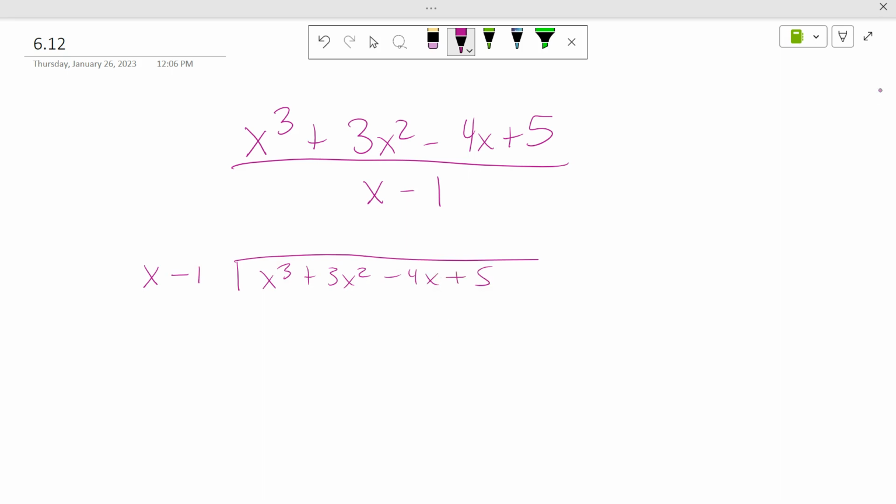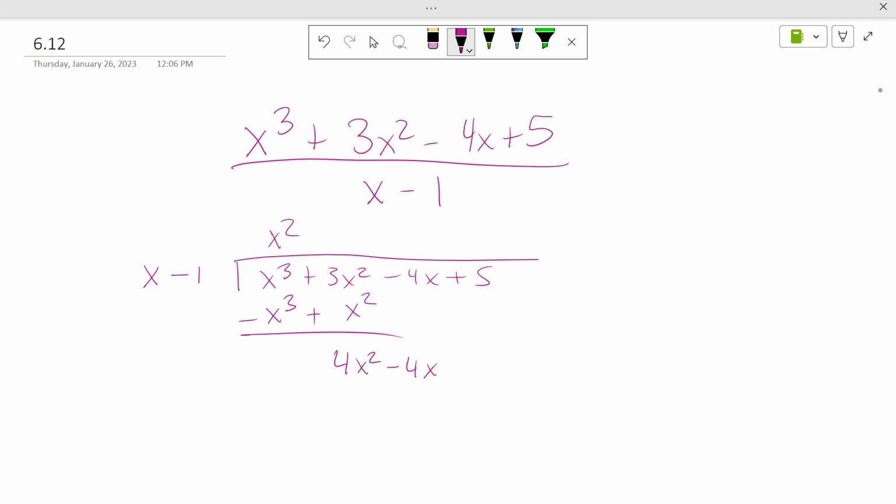What times x minus 1 is x cubed? What times x is x cubed? x squared. And it's x cubed minus x squared. On the bottom row, you change your signs and then add your columns, so you get 4x squared. Then you drop the next one, minus 4x.